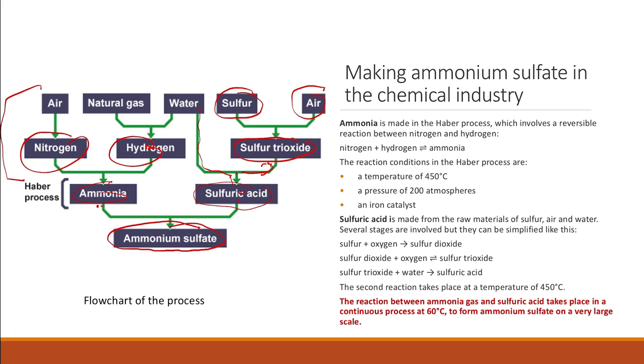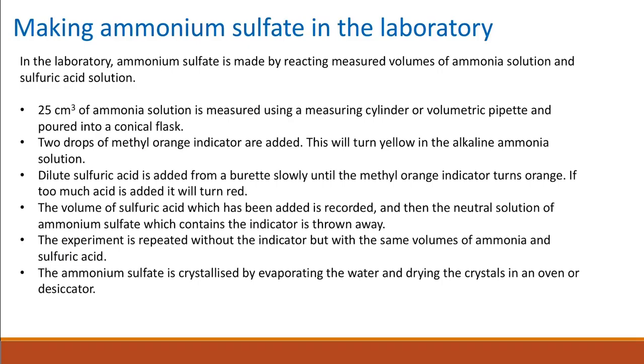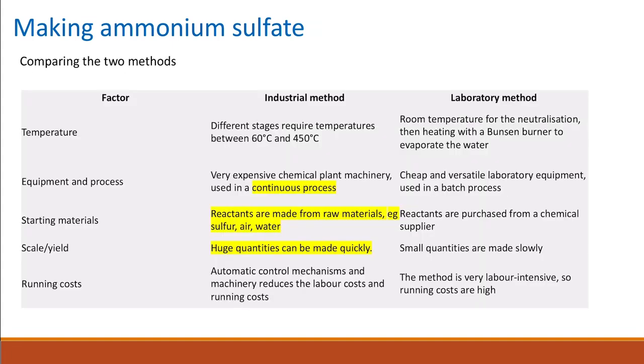This is a continuous process, and the ammonium sulfate is continuously produced. Ammonium sulfate can be made in the lab as well, but it's a very tedious process and we can only use it to make small batches. The process is through the reaction between ammonia and sulfuric acid as well. However, in the laboratory, you need to react a measured volume of ammonia with a measured volume of sulfuric acid. So to compare between making ammonium sulfate in the lab or the industrial process, you need to focus here on the advantages and disadvantages.